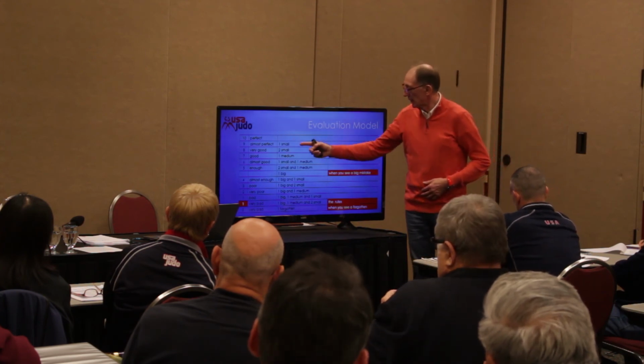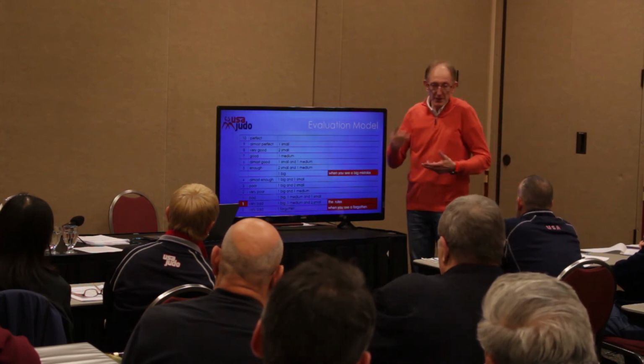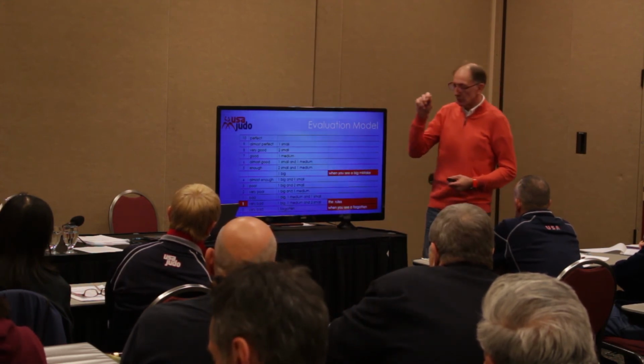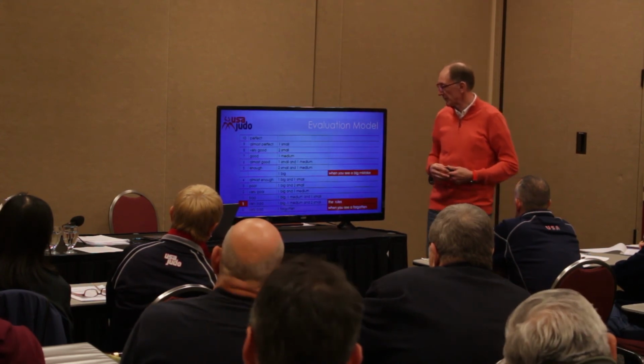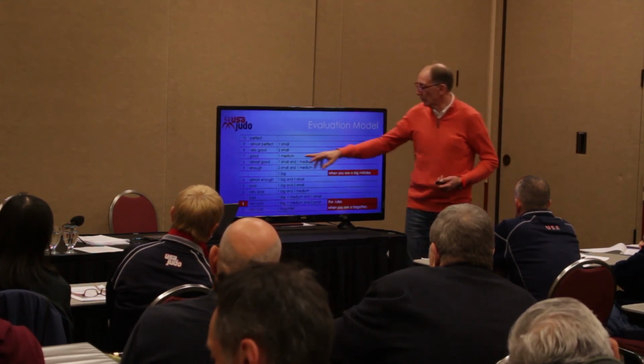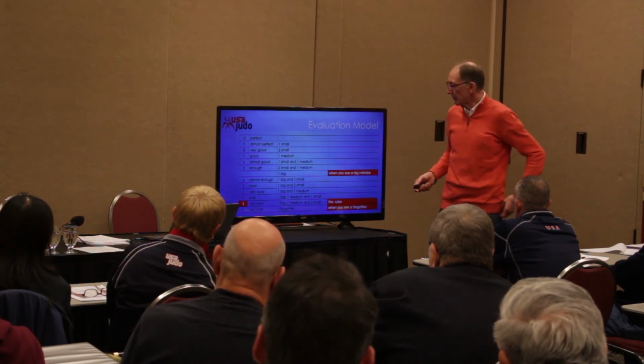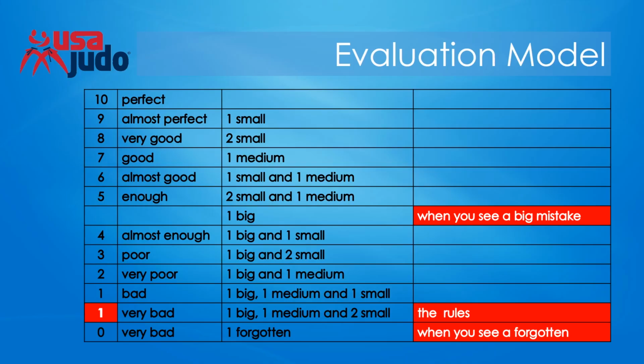So that means that we have to translate this value on the score sheet. That's why 9 is one small mistake on the scorecard, one cross. 8, very good, is 2 small imperfections. Medium, you lose 3 points, so 7, good, is one medium mistake. 6 is 1 small, 1 medium. Enough, 5, is 2 small and 1 medium. Big mistake, 5 points. So the result of 2 small and 1 medium is also 5, and a big mistake is also 5.